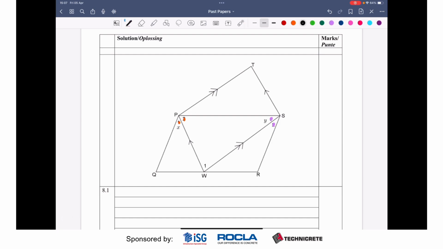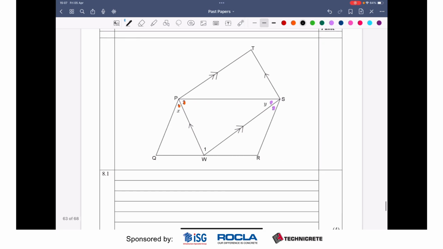Right, so the first question asks me to prove that x plus y is equal to 90 degrees. So immediately from the fact that these angles were bisected, I can say that, for example, angle P1 is equal to angle P2, and that angle S1 is equal to angle S2. So I'm going to first say that P2 equals P1 equals x, and that's given, and S1 equals S2 equals y, and that's given.